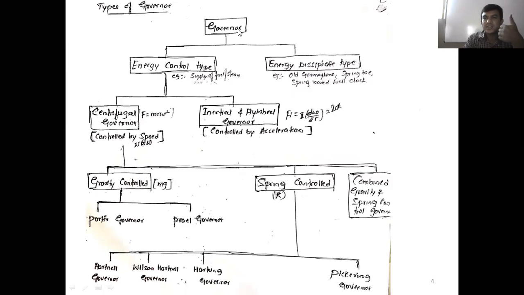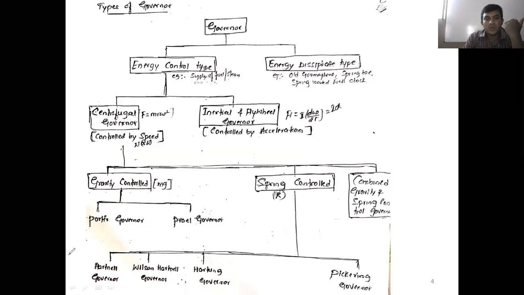A governor is a device which is used to maintain an engine speed within the limit whenever the load varies. That is a governor. Here I am going to define the Porter governor. It is a gravity controlled, centrifugal type, energy controlled type governor. That is the introduction. After the introduction, what is the next step?